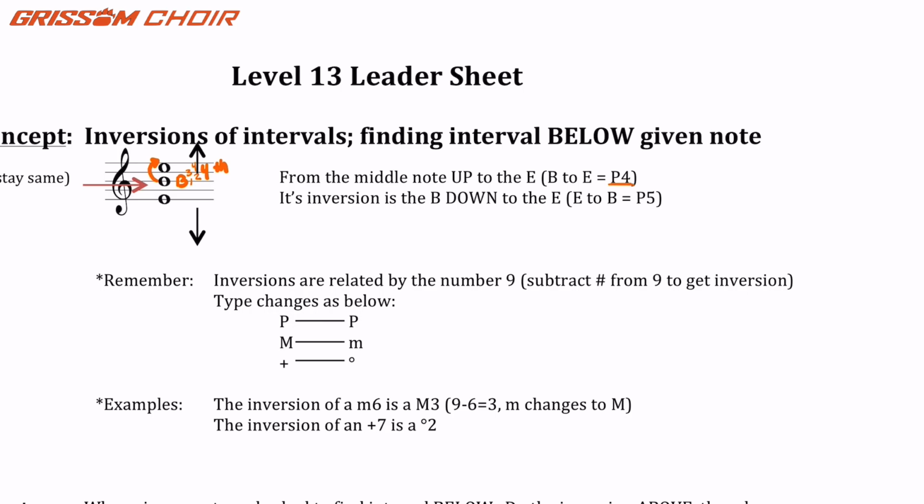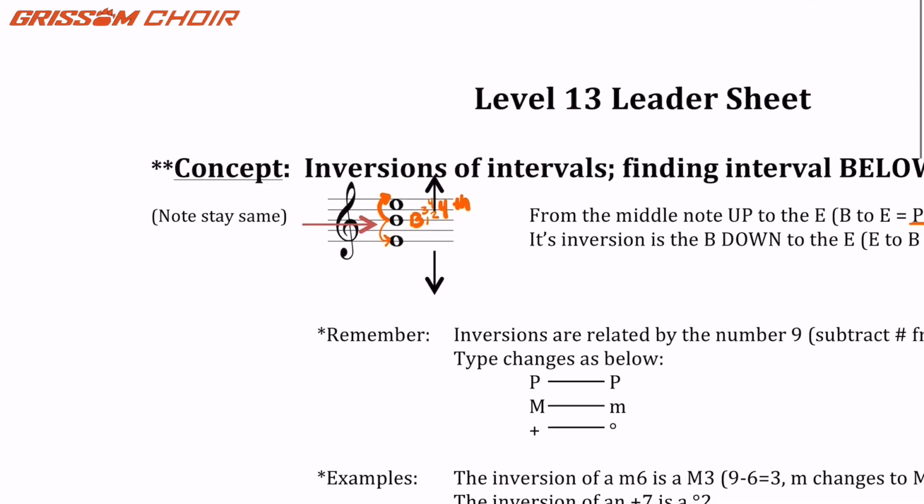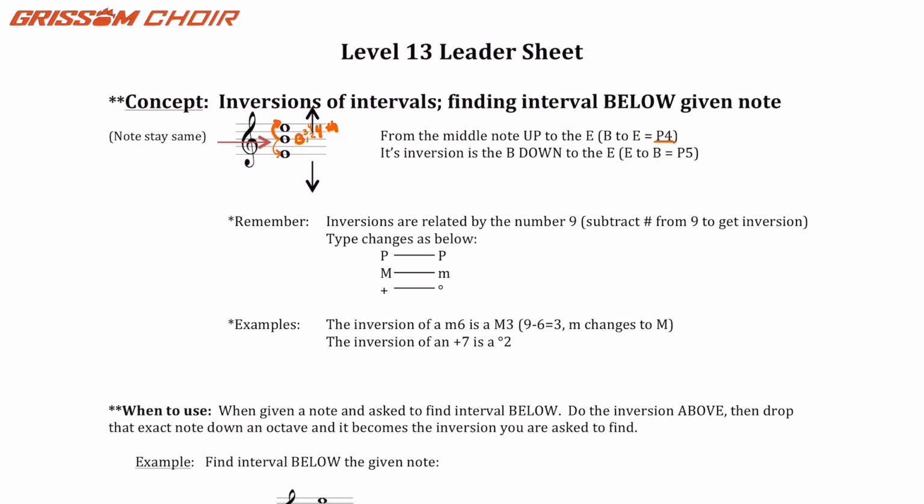The inversion of that is the B down to the E. So an interval goes up, an inversion goes down. An inversion from E down to B is a perfect fifth. Let's figure out how we come to that determination.